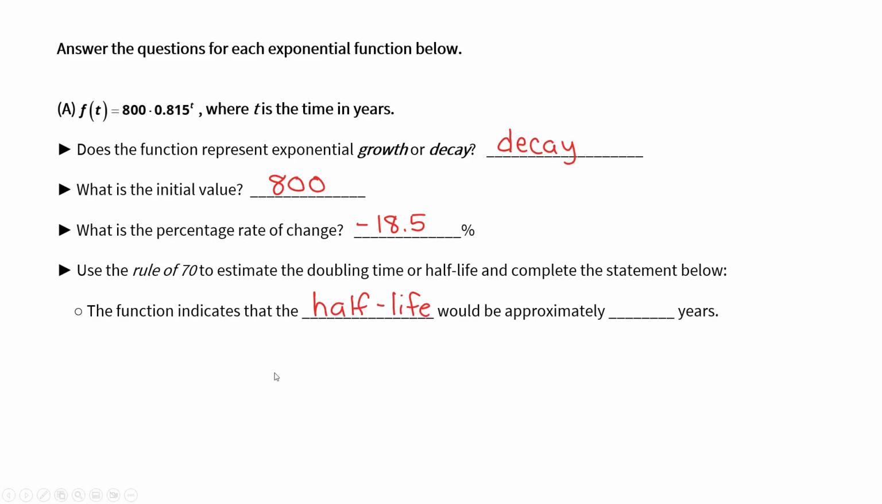So it's going to have a half-life because it is a decay function. And if you do 70 divided by 18.5, you get approximately 3.78 years. And so that's the amount of time it takes for whatever this is to become half its original amount. So if it starts with 800, in 3.78 years it'll be down to 400, and then another 3.78 years it'd be down to 200, and so forth and so on.